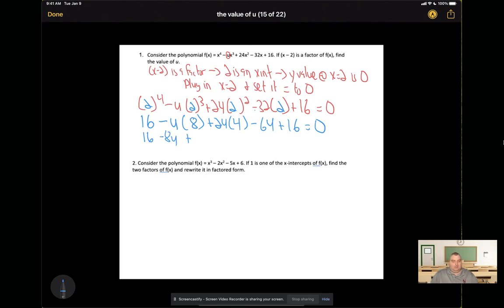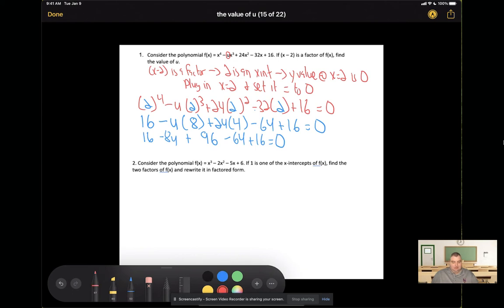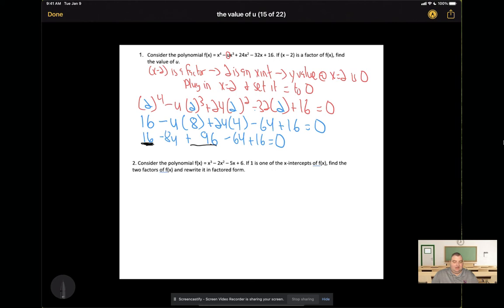24 times 4 is 96. And then we have minus 64 plus 16 equals 0. So I have done all of this simplifying. Now what I'm going to do is take all of the terms that don't have u. So I'm going to take this, this, this, and this, and I'm going to combine them.